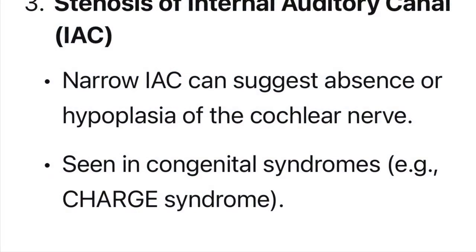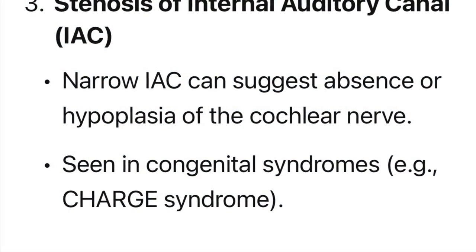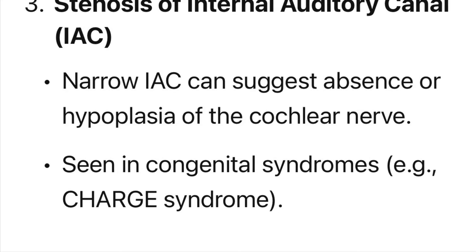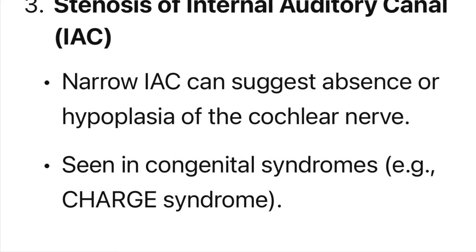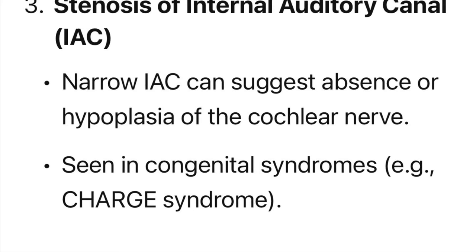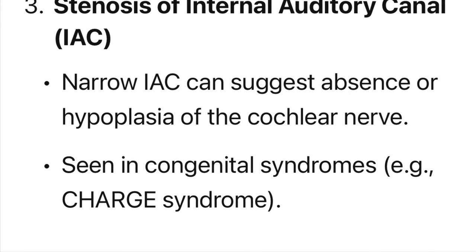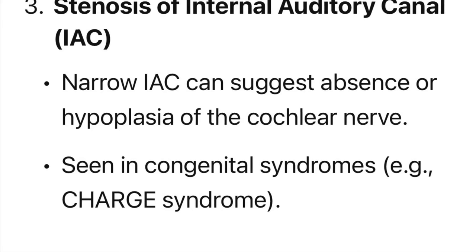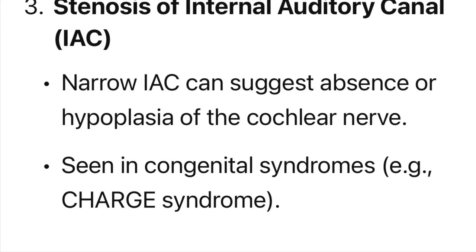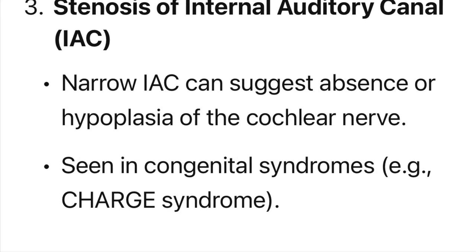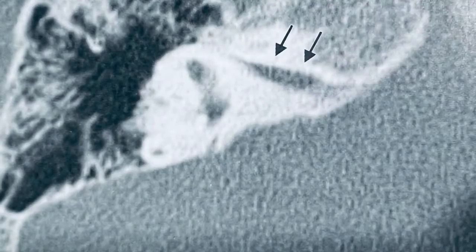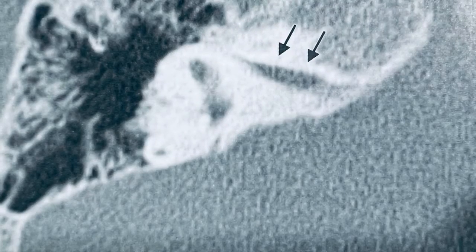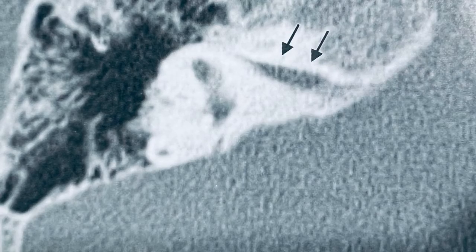The third abnormality is cochlear aperture abnormality associated with a narrow IAC. It is called narrow if it is less than 2.5 mm at the midpoint of the internal auditory canal. It is called stenosis of the internal auditory canal. This suggests there may be absence or hypoplasia of the cochlear nerve. It is mainly seen in congenital syndromes like CHARGE syndrome.